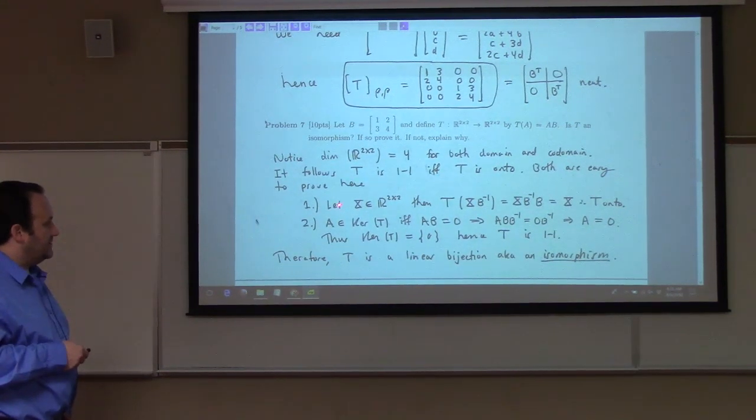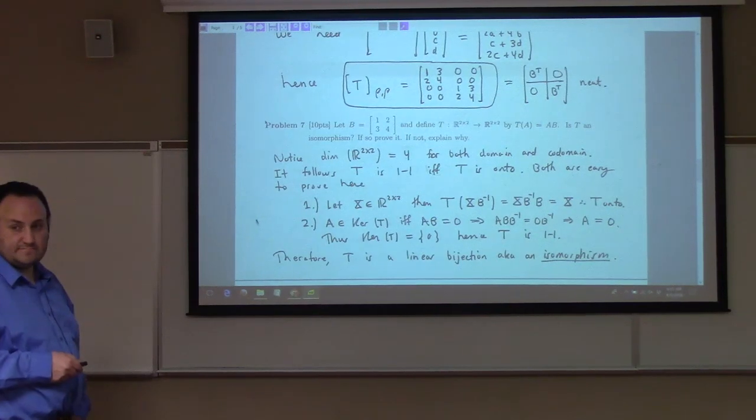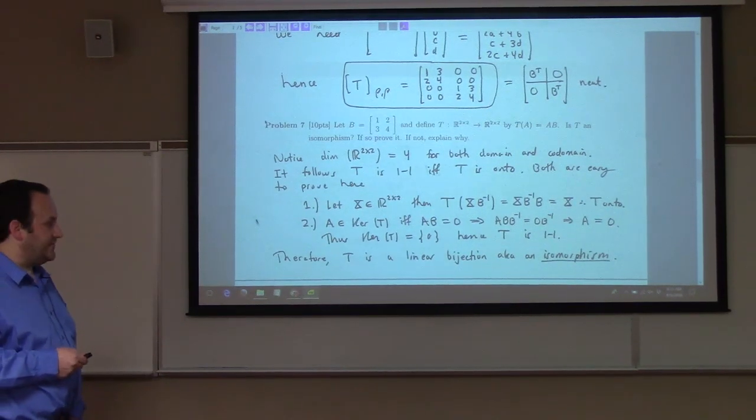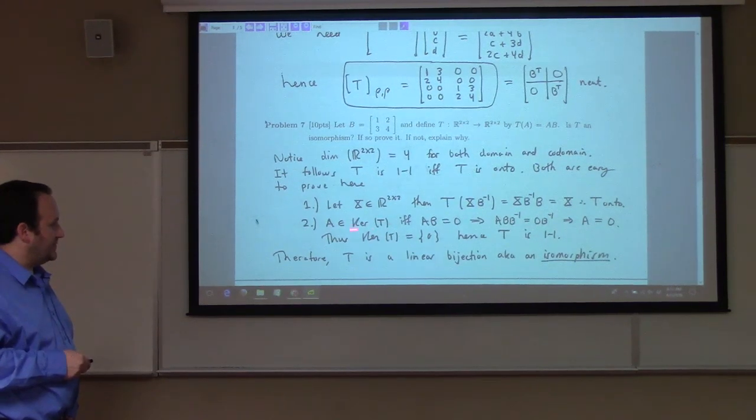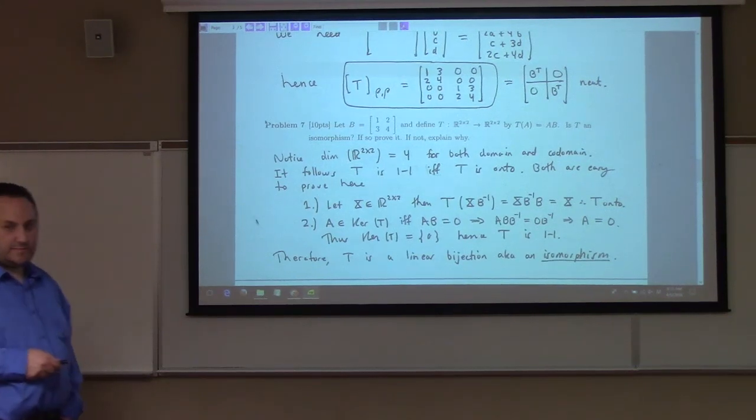So number 1, to prove it's onto, if you just look at X in R2 by 2, if you map to that by X times B inverse, that's this, which is that, so T is onto. So there you go. On the other hand, to prove the kernel is 0, suppose that A is in the kernel of T, that means AB is equal to 0. Multiplying by B inverse gives us this, which gives us that. Well, the kernel is 0. Hence, T is 1 to 1.